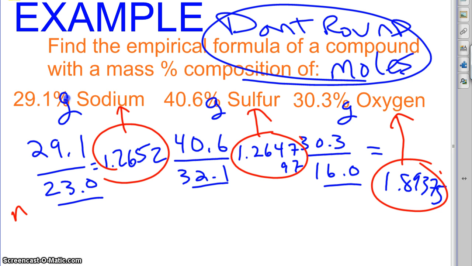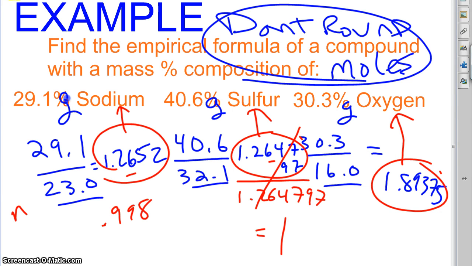So the next thing that we're asked to do is divide each by the smallest. So the smallest, if we look, it's close. These two are very close, but it looks like the sulfur number is the smallest. So when we divide sulfur by sulfur's moles, we get, of course, 1, because it's the same number. And then 1.265 divided by 1.264797, we get 0.998. Now, I said not to round unless they were close. Well, that is very close to 1, so we'll just call that 1.